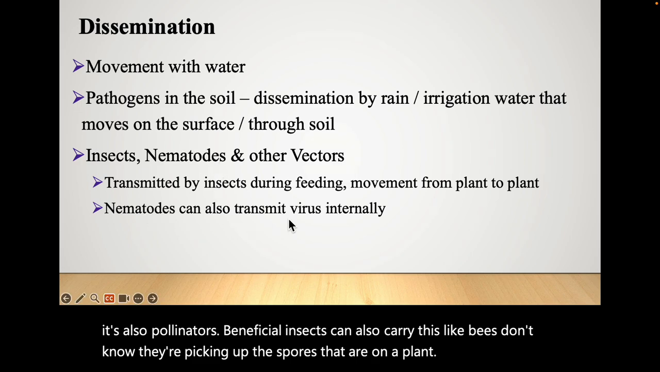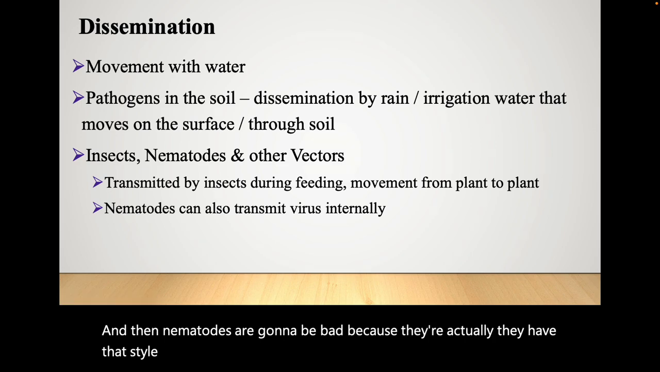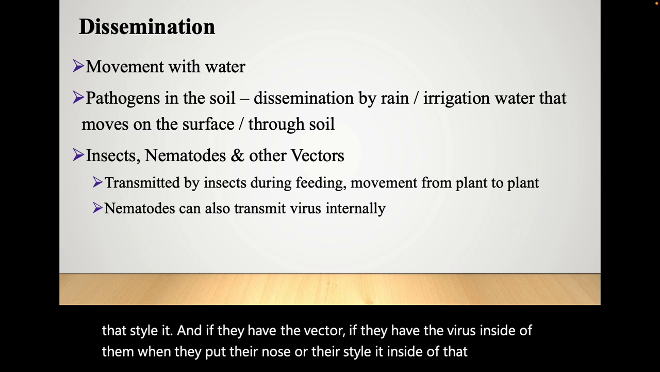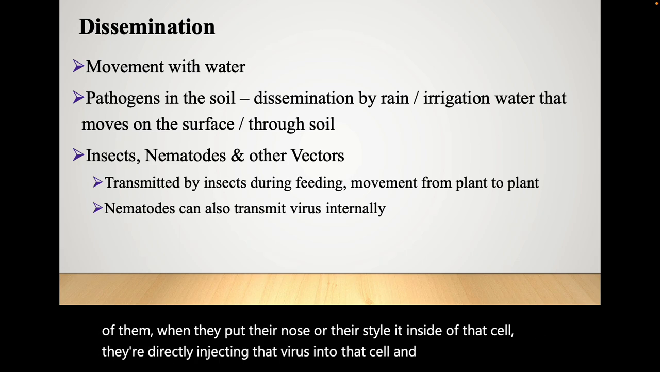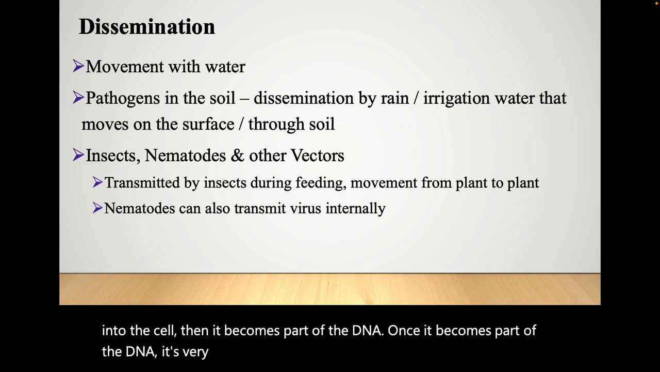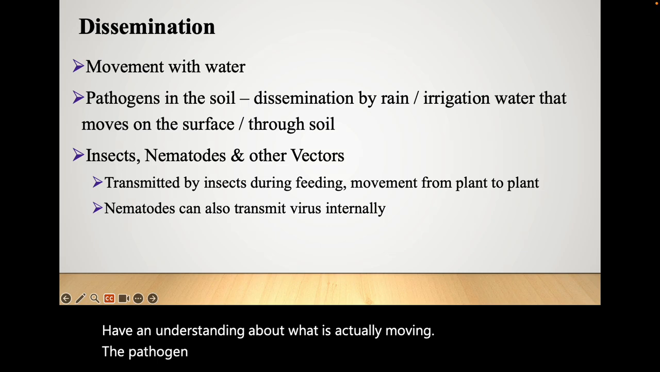And then nematodes are going to be bad because they have that stylet, and if they are the vector, if they have the virus inside of them, when they put their nose or their stylet inside of that cell, they're directly injecting that virus into that cell. And once that virus gets into the cell, then it becomes part of the DNA. Once it becomes part of the DNA, it's very, very difficult to fix that. So having an understanding about what is actually moving the pathogen can save you a lot of trouble down the road.